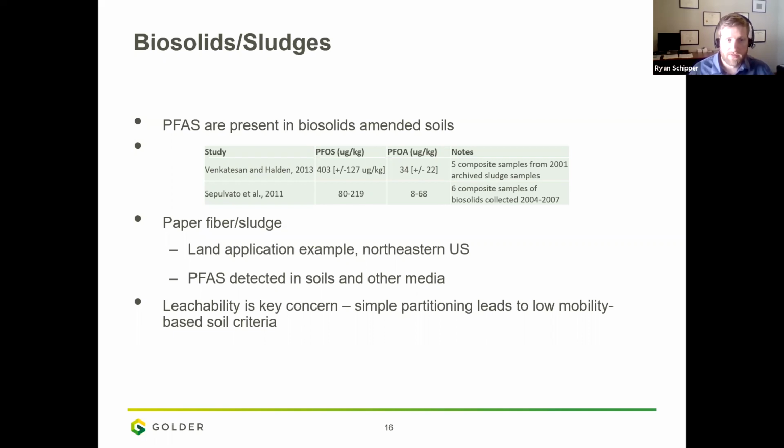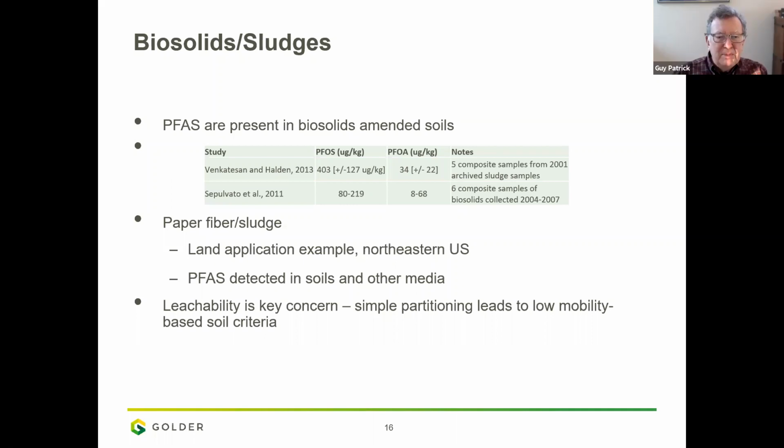The paper fiber sludge is another source that can contain very high levels of PFAS, sometimes in the tens of thousands of parts per million. Again, that's a few percentage points of the total weight can be PFAS, and some of these paper fiber sludges have been sampled. So obviously, using something like that for a daily cover would be an obvious concern if it's not stabilized. So the leachability here is.